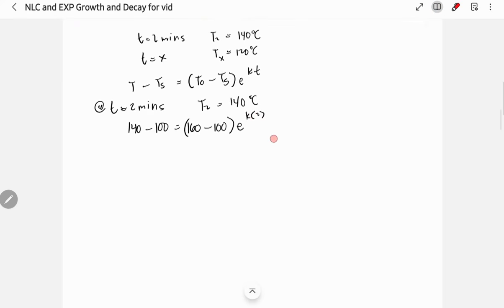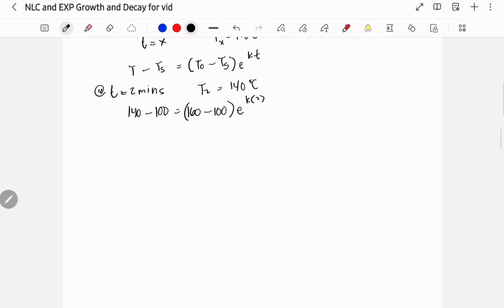Then we subtract. 140 minus 100 is 40. 160 minus 100 is 60. E to the 2 times K. Our purpose here is to find the value of K, right? So first, we have to get rid of 60. So divide both sides by 60. If we multiply 40 to 1 over 60, the result is 2/3, right? 60 divided by 60 is 1.